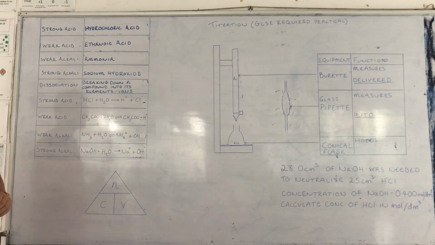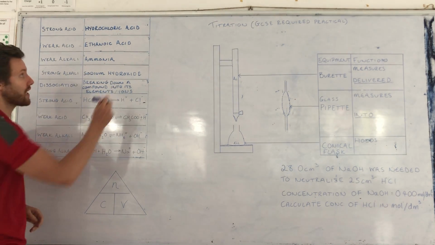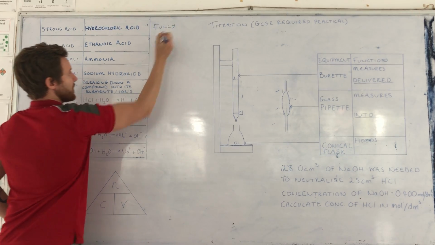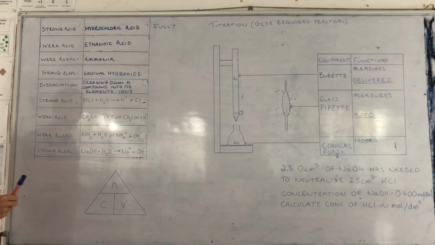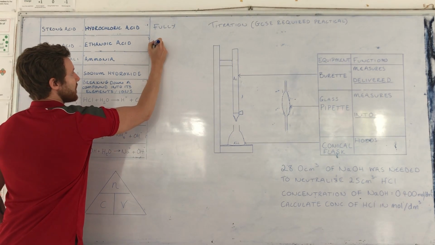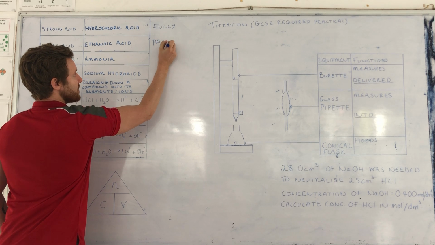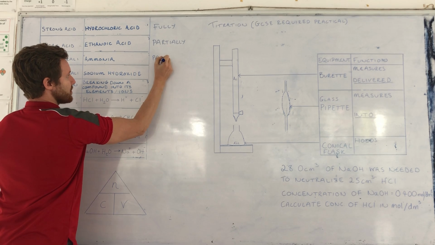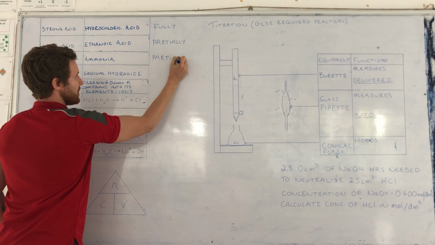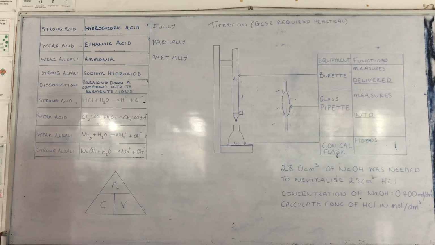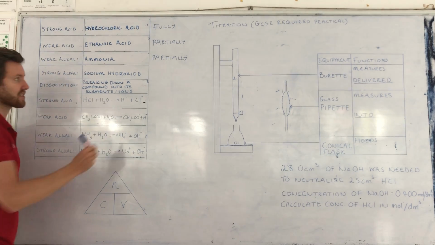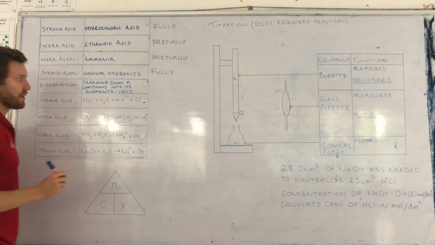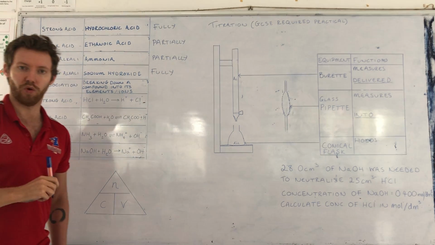We stated yesterday that a hydrochloric acid, or our strong acids in general, they were going to fully dissociate. Next, our weak acids and our weak alkalis, they were going to partially dissociate. Okay, so let's follow this here. Partially dissociate. And finally, our strong alkalis, similar to our strong acids, they were going to fully dissociate. We had our examples when placed in water.